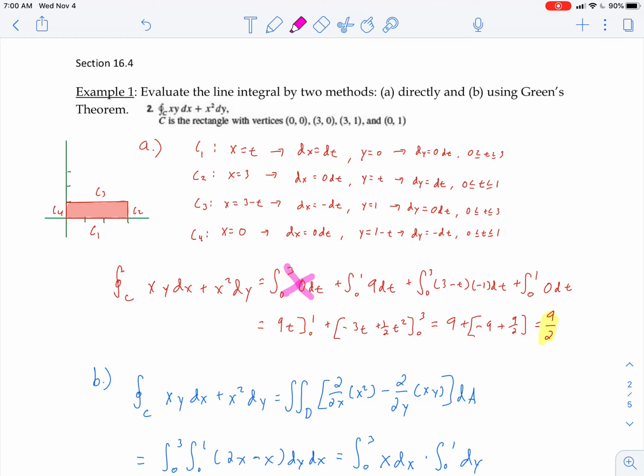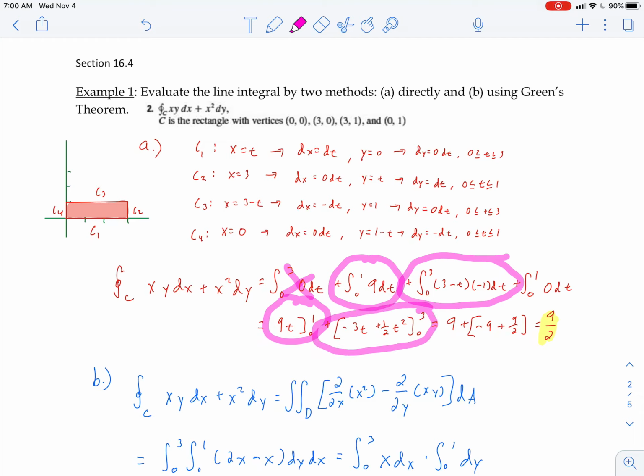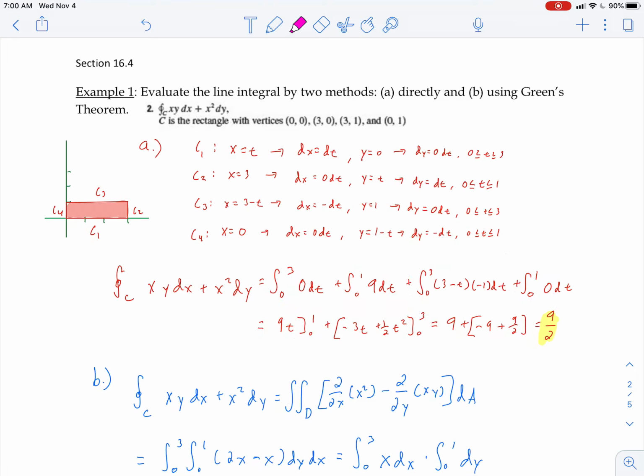I can integrate this one, which is just 9t. I can integrate the third one, C sub 3, and that's going to give me negative 3t plus 1/2 t squared. And then, again, I can't evaluate that last integral, so I do both of those. And after integrating, I get 9/2.